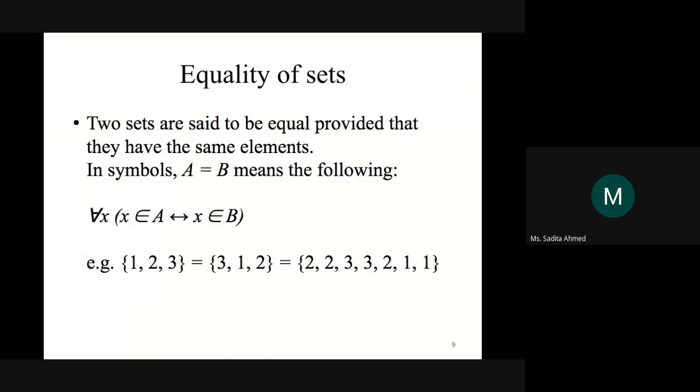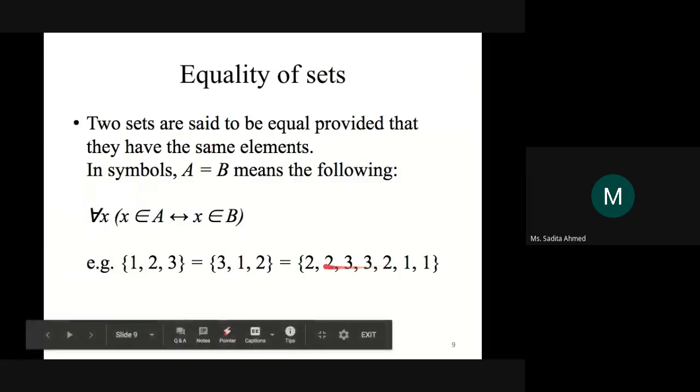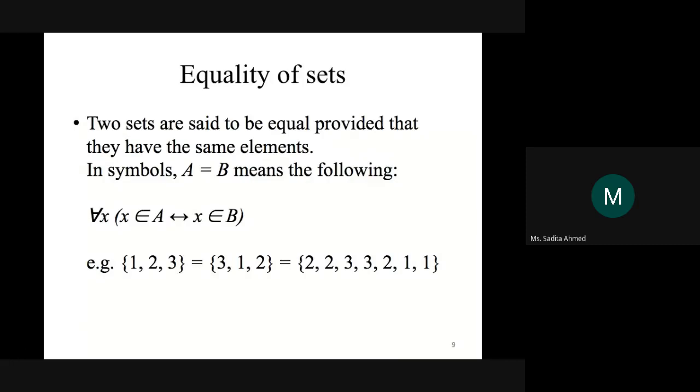So in a set, we do not count repetition. We do not count duplicated or repeated members in sets. Here, 2 is repeated thrice, 3 is repeated twice, 1 is repeated twice. But still, it's the same set, because by definition you only have 2, 3, 1 here, 2, 3, 1 here, and 2, 3, 1 here. Same elements, so all these sets are equal to each other. That is, in sets, you do not count duplicate members.